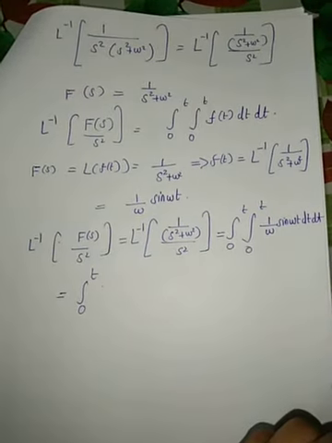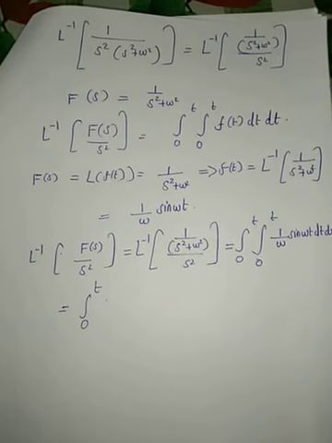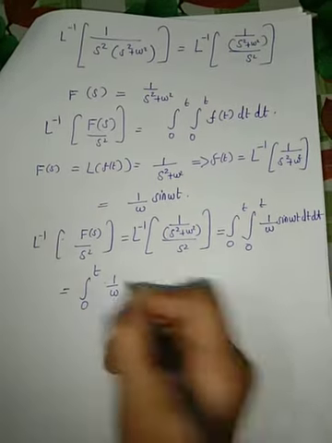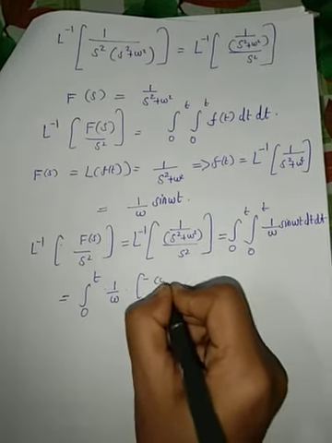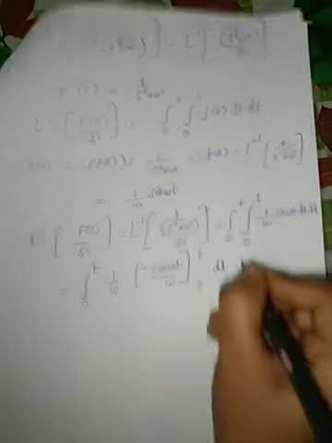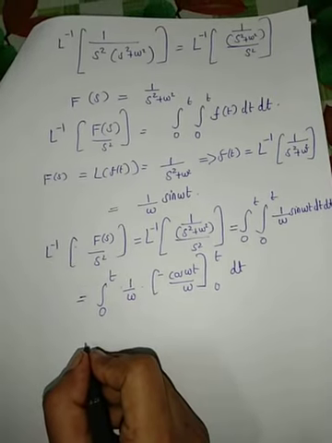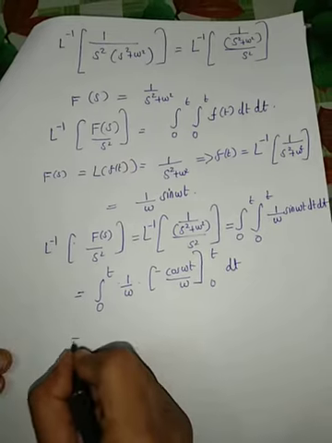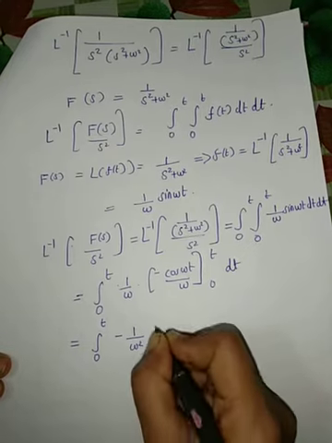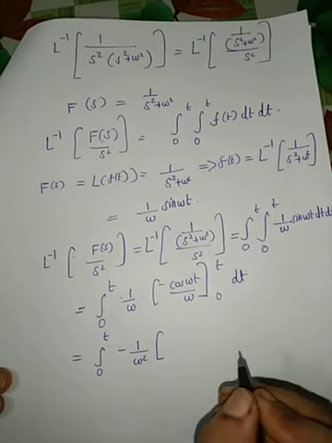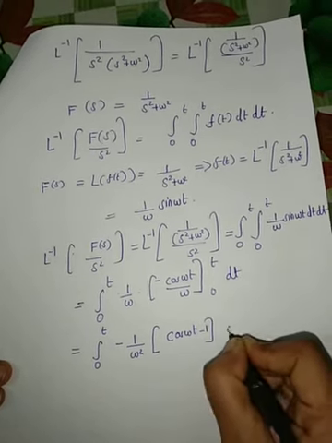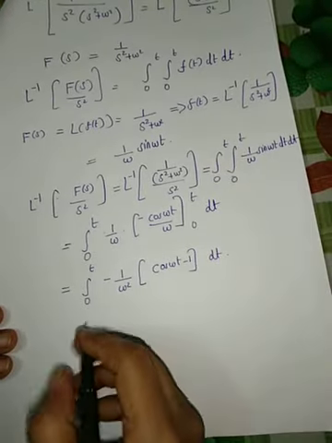If you integrate first with respect to t, we get 1 by w into, the integral of sin wt, which is minus cos wt divided by w, varying from 0 to t, dt. That is equal to integral 0 to t of minus 1 by w square into cos wt minus 1, dt. Again you have to integrate this one.